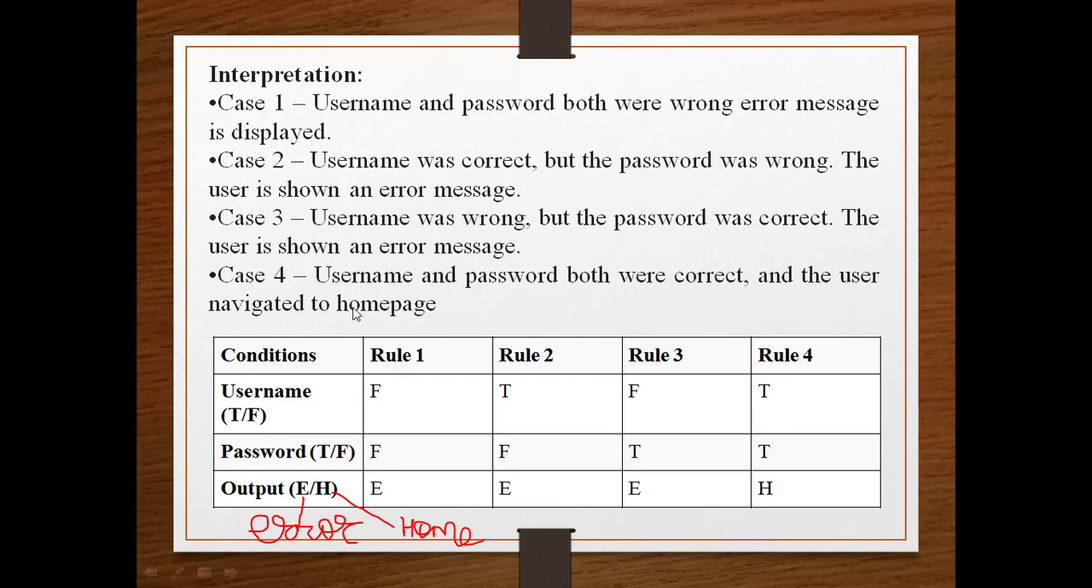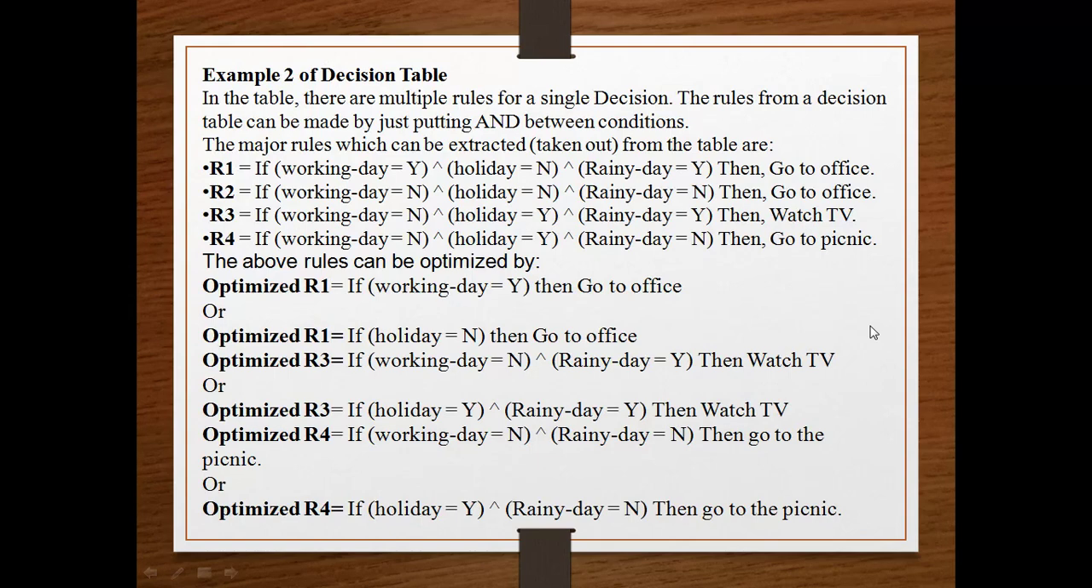So you should remember this, how you have to draw. You just have to read the rules and put them down into your decision table. Next example of a decision table: here in this table there are multiple rules for a single decision. Rules from a decision table can be made by just putting an AND condition to it.